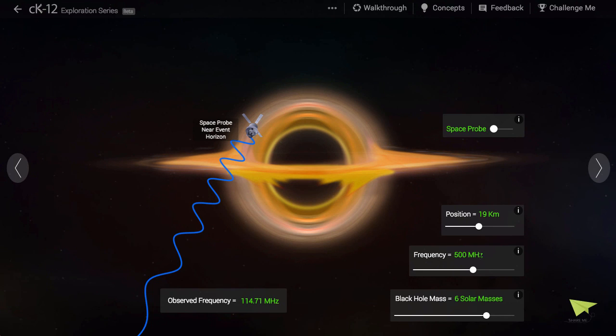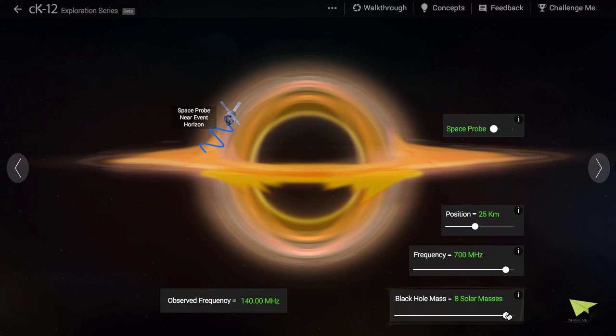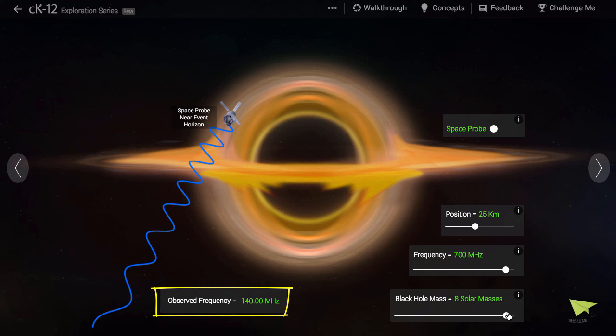We can adjust the frequency of the radio transmission using the slider. We can also adjust the mass of the black hole, expressed as a multiple of the mass of the sun, as well as the position of the probe. The observed frequency of the transmission changes as seen from Earth. So play around and see what you can figure out.